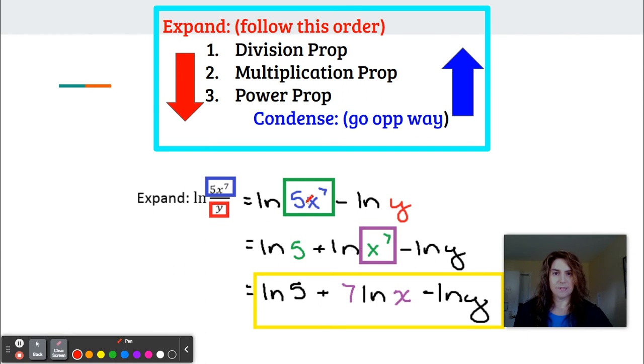I can take this piece right here, because again, I know it's multiplication, and I'm going to split it into the addition of those two pieces. And then the last thing I took a look at is this exponent right here. Got to move it. I don't want any exponents. So that becomes now the coefficient of whatever that term is. Now notice I didn't put it in front of everything. I'm only using the terms that I'm looking at. Okay.